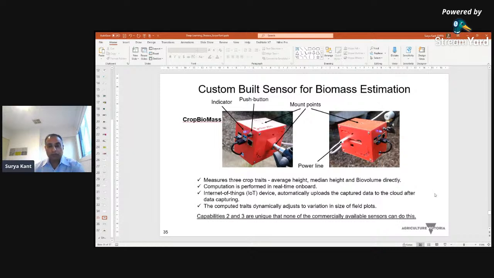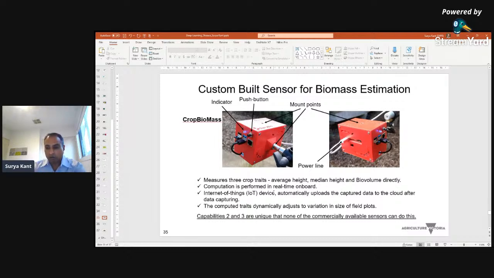it can give a 3D point cloud, but it automatically gives you an Excel spreadsheet where you have numbers for your given plant or your given plot, and it gives average height, median height, and biovolume. And the nice thing is that you don't have to download the data and process it. It has an embedded Raspberry Pi computer, which does the onboard real-time analysis computation. And then it works like an IoT device as well. As soon as it comes into Wi-Fi range, it starts to upload the data immediately to the cloud or to your defined destination. And those capabilities, number 2 and 3, real-time data analysis and automatic upload, I think that's really novel.